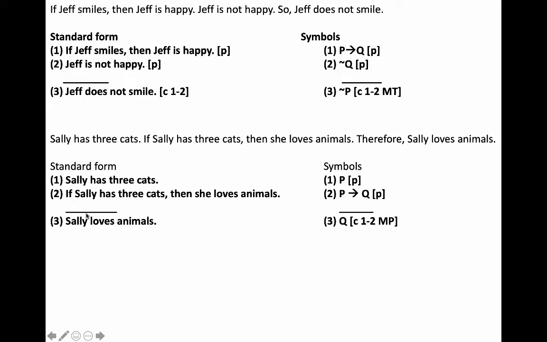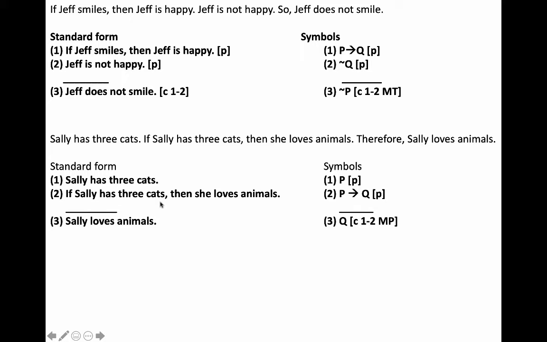But if Sally has 3 cats is not a proposition. If Sally has 3 cats can't be true. Imagine if I said to you, if Sally has 3 cats, and you said false. It wouldn't make any sense. If I say, if Sally has 3 cats, what you're going to do is wait for me to complete my sentence, or my statement. So while Sally has 3 cats is a proposition, if Sally has 3 cats isn't.